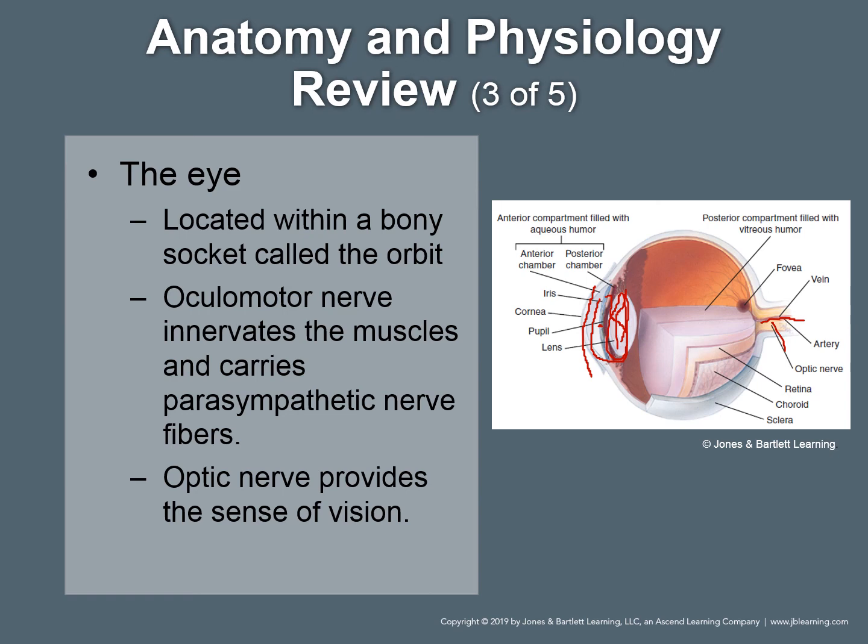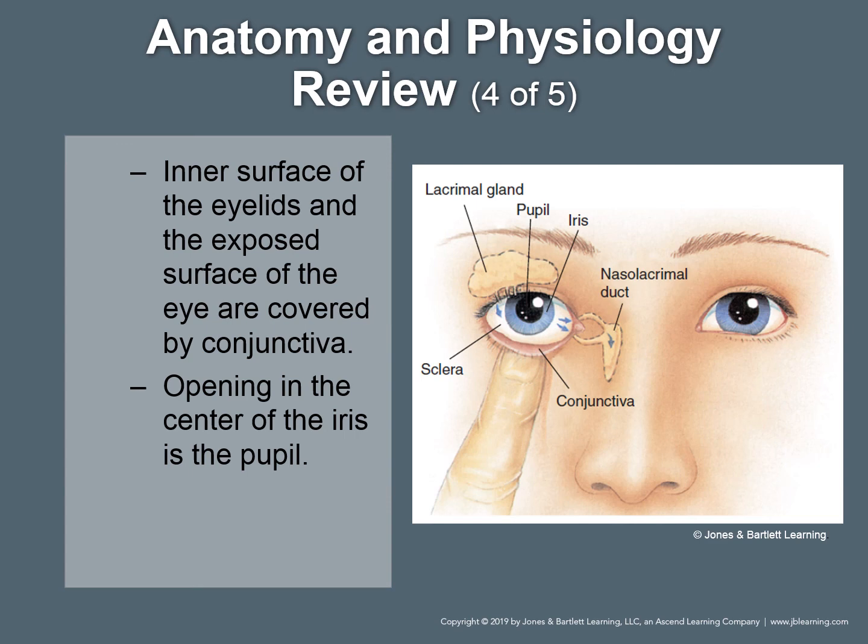We talked about that. The oculomotor nerve innervates the muscle and carries parasympathetic nerve fibers. So it kind of helps you move your eyeball, helps your pupil get big and little. That's what your oculomotor nerve does. Your optic nerve gives you the sense of vision. Your optic nerve is what actually takes the interpretation of what you see to your occipital lobe.